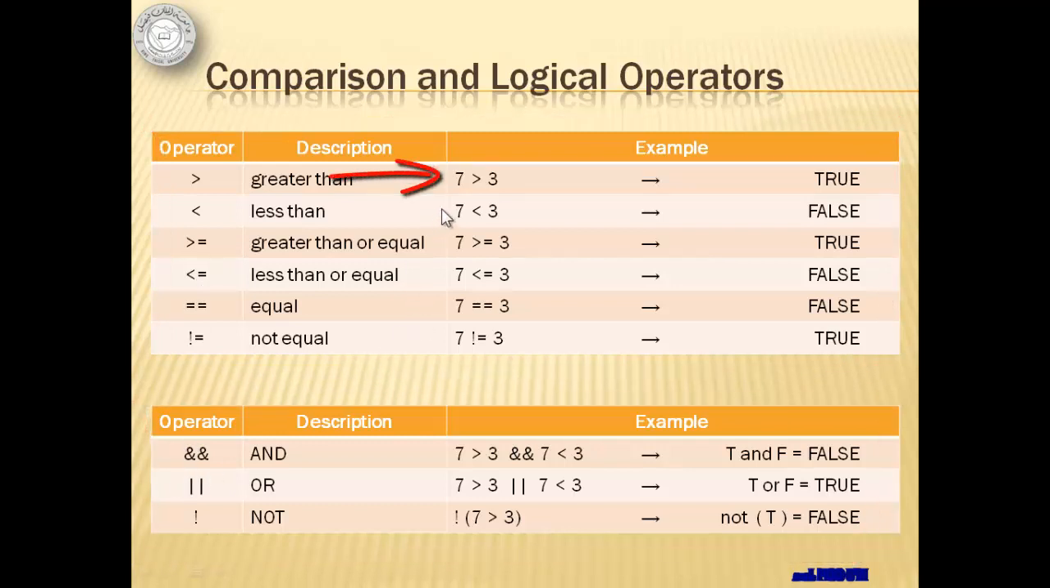For example, for a condition of 7 is greater than 3, the result will be true. While for a condition of 7 is less than 3, the result will be false. If we combine both using AND, true and false will result in false. But if we use OR, true or false will result in true.